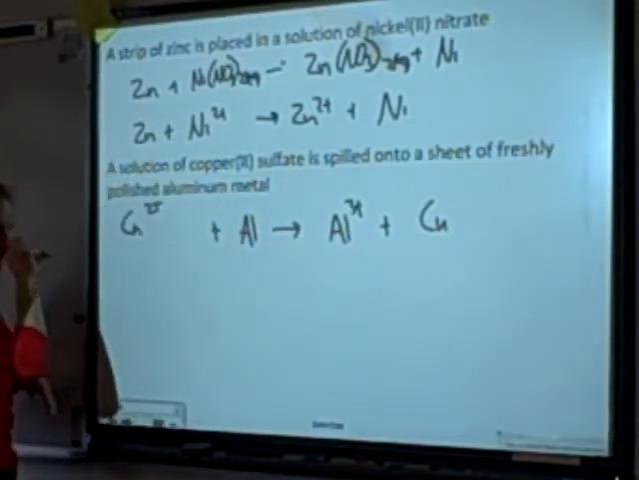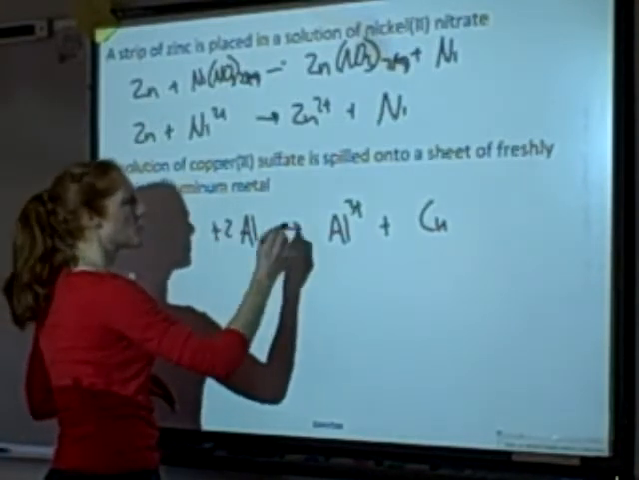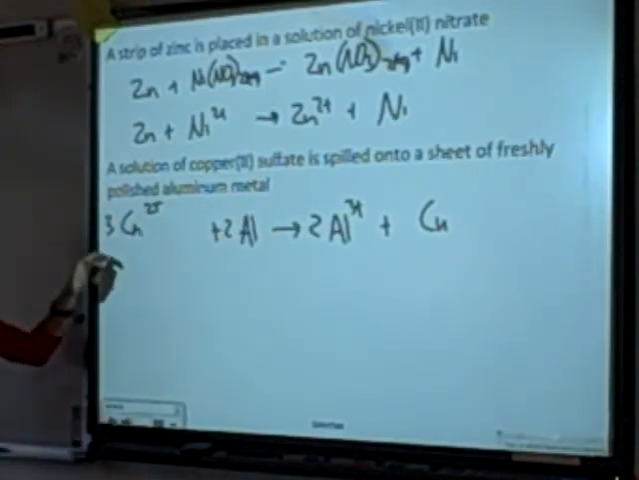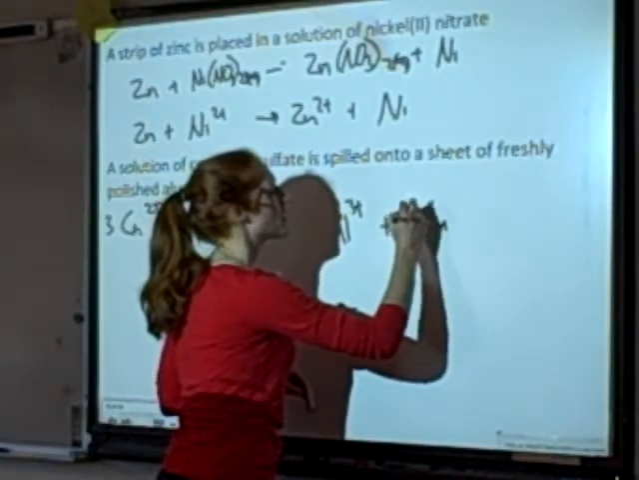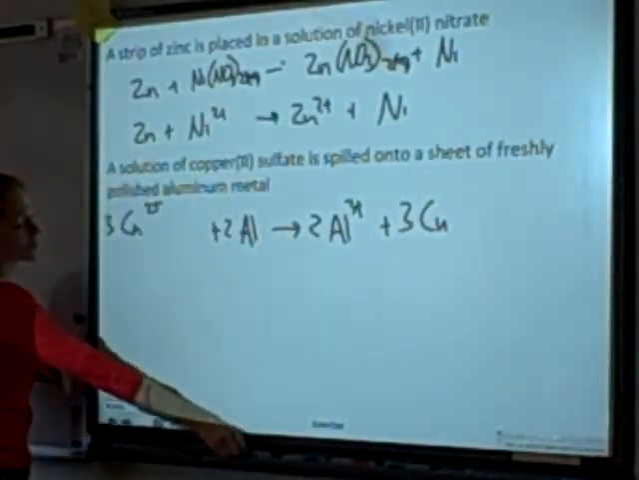So now I'm going to go ahead and balance this for charge. So I'm going to say the 2 aluminums are reacting. That makes a 6+ on the side. And I'll say 3 coppers are reacting, making a 6+ on that side. So now it's balanced. Charge is balanced. 6+ on either side.